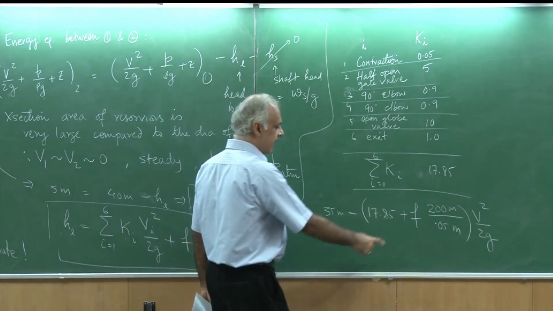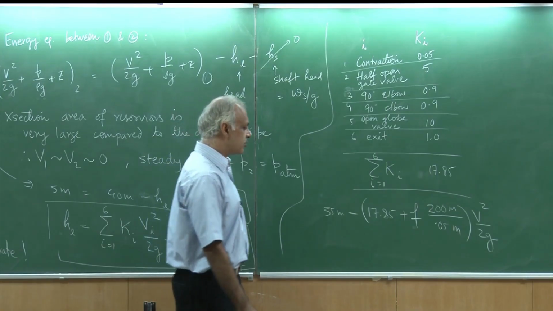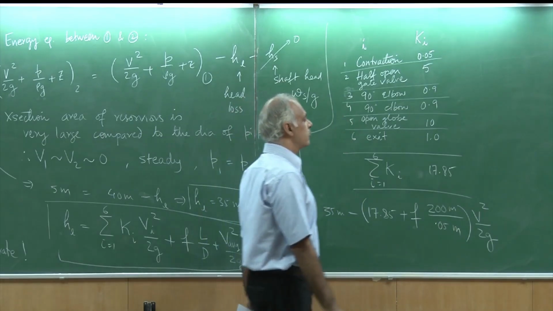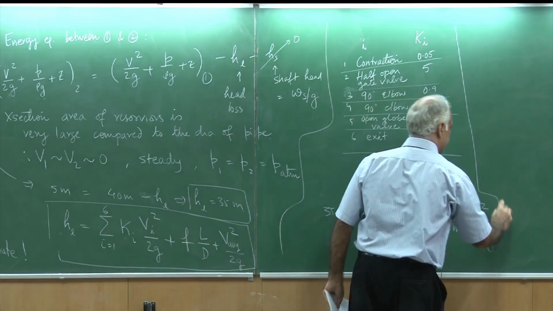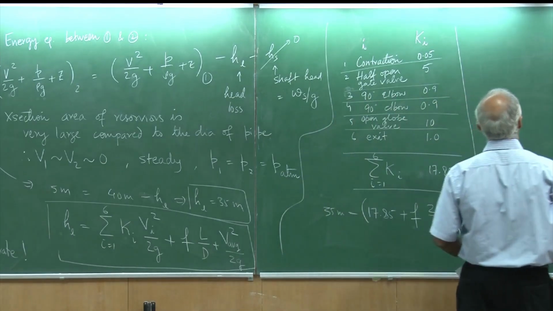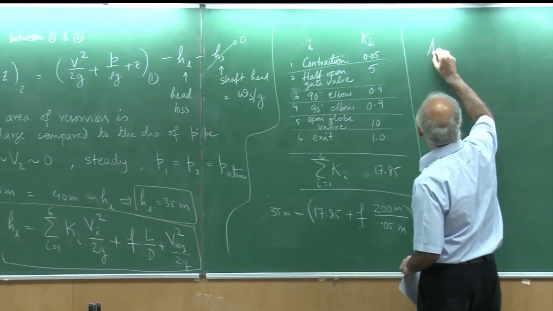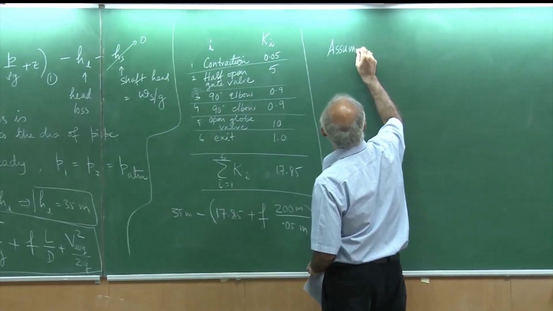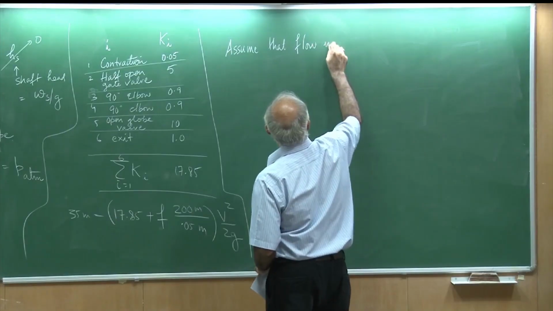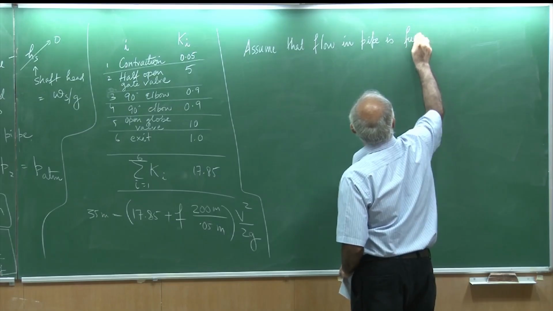If I can estimate f for the pipe, then I should be able to get V square, and therefore V. So now I'll have to use the Moody chart. This is an iterative process. So what I'll do is assume that the flow in the pipe is fully turbulent.